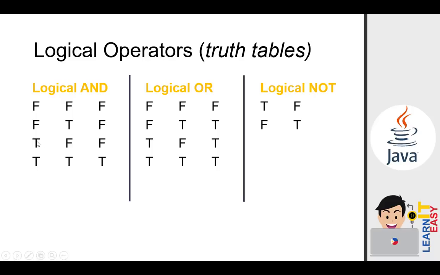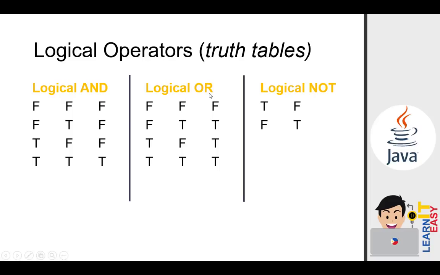Yung pangatlong scenario natin, true naman yung una, nag-false yung pangalawa, false pa rin yan. Magiging true lamang ang AND operator kapag lahat ng statements mo ay true. Ito ang palatandaan na ang logical AND magto-true lang kapag lahat ng statements mo ay true. Kapag nakakita ka ng isang false, automatic, jetmatic, false ka agad ang sagot. Okay? You have to remember that.